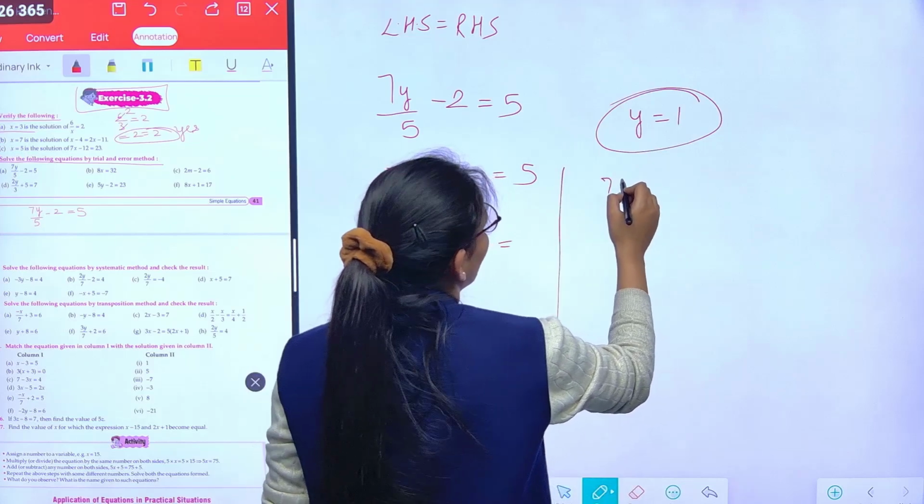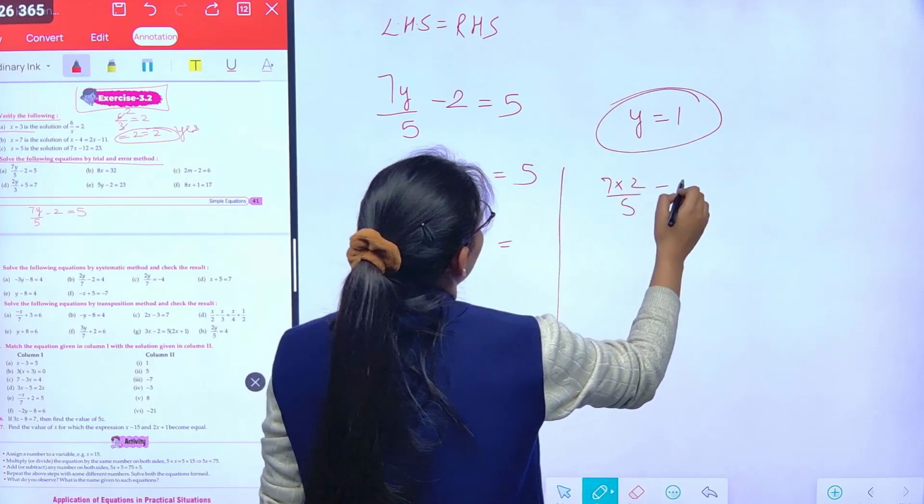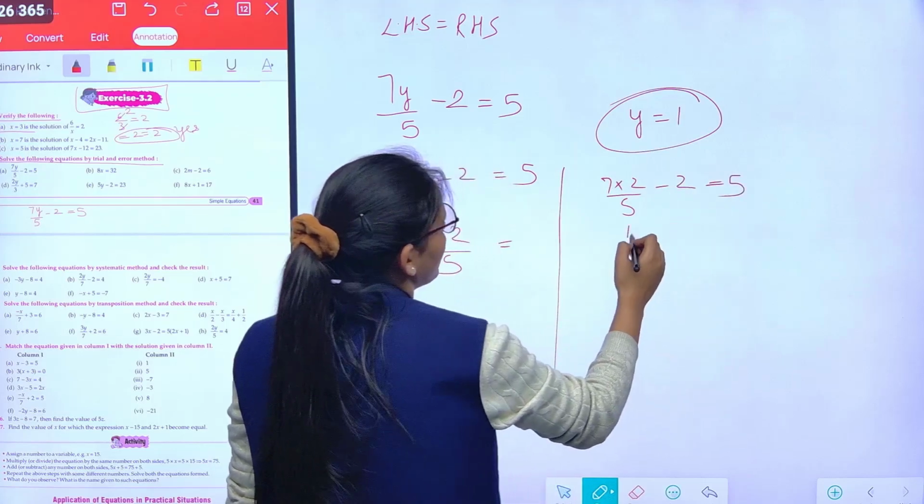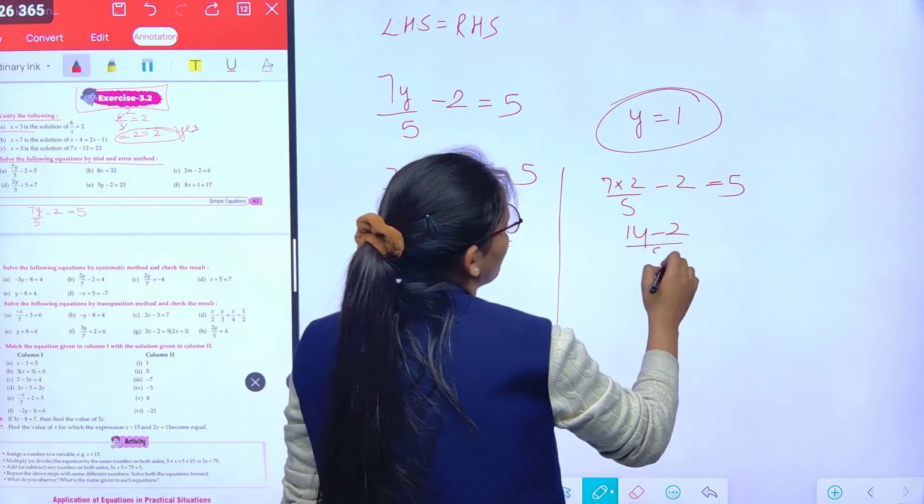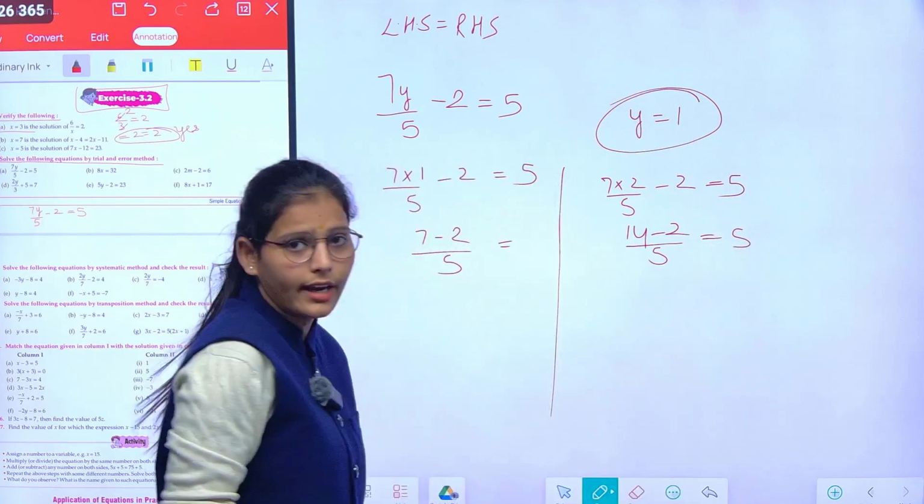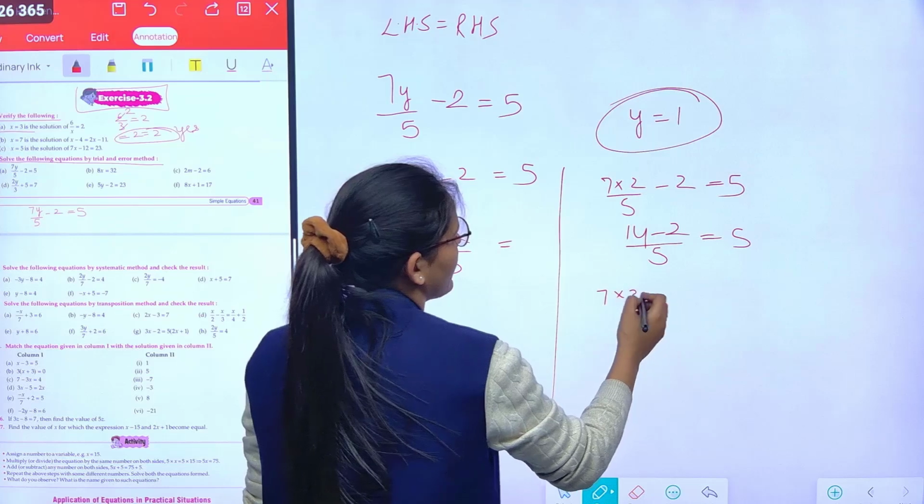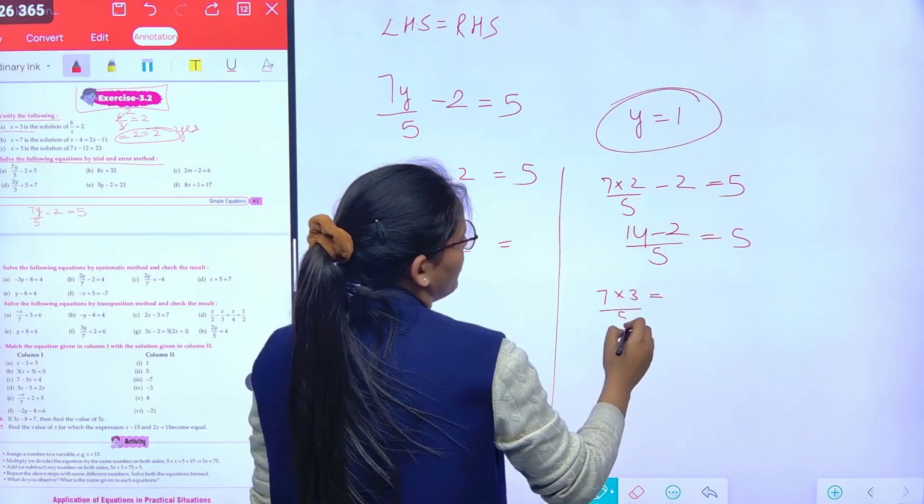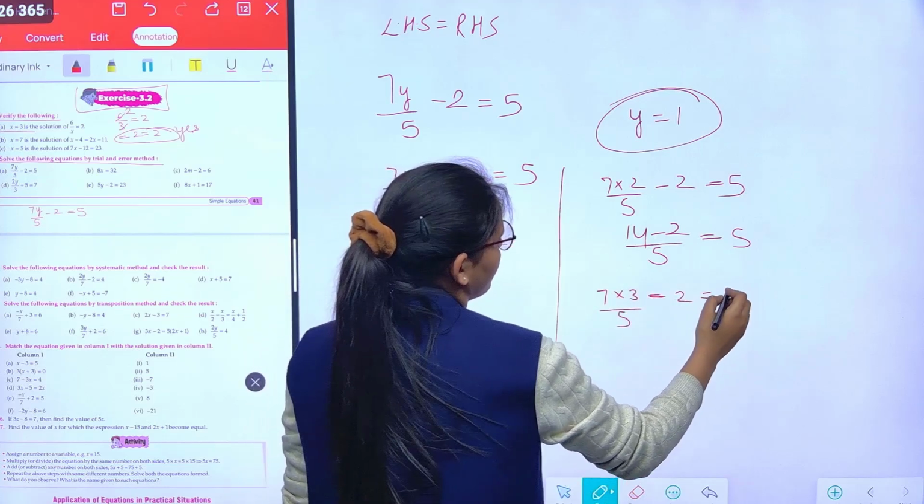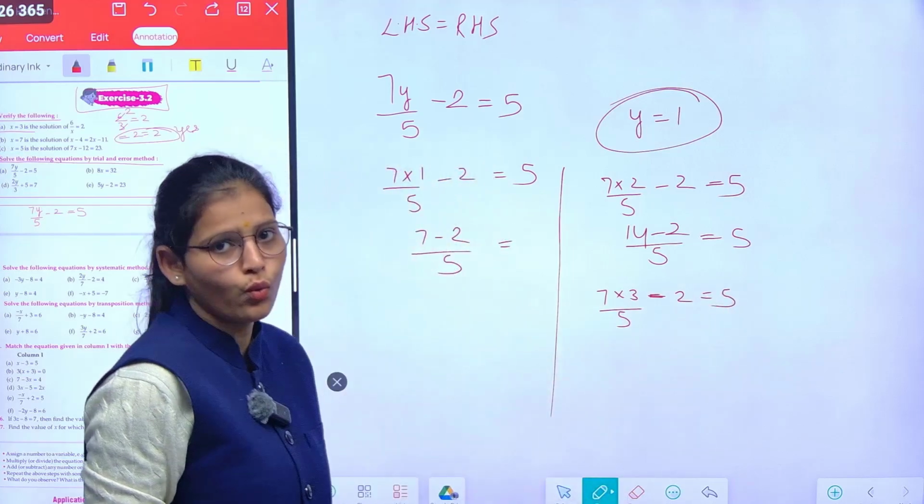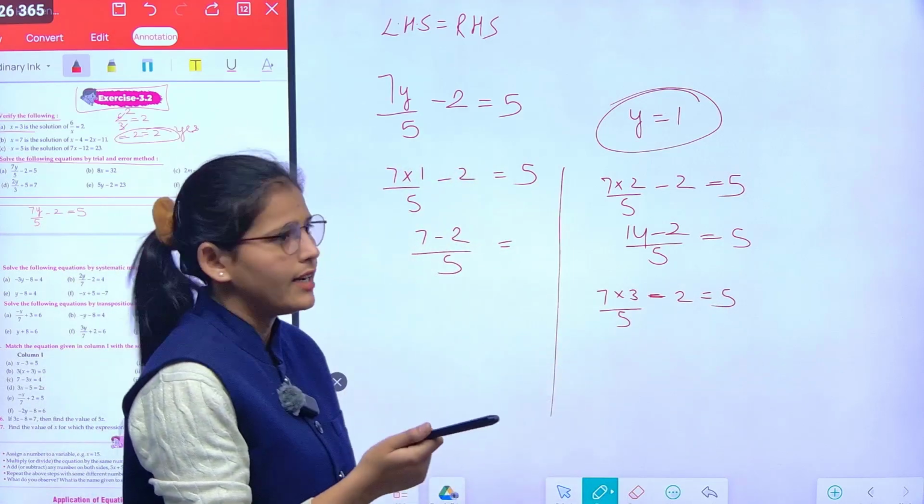7 multiplied by 2 upon 5 minus 2 is equal to 5. Now 14 minus 2 upon 5 is equal to 5. Again class, it will not be equal. Now we will put y is equal to 3, class. Now 21 minus 2, 19 will not be equal.